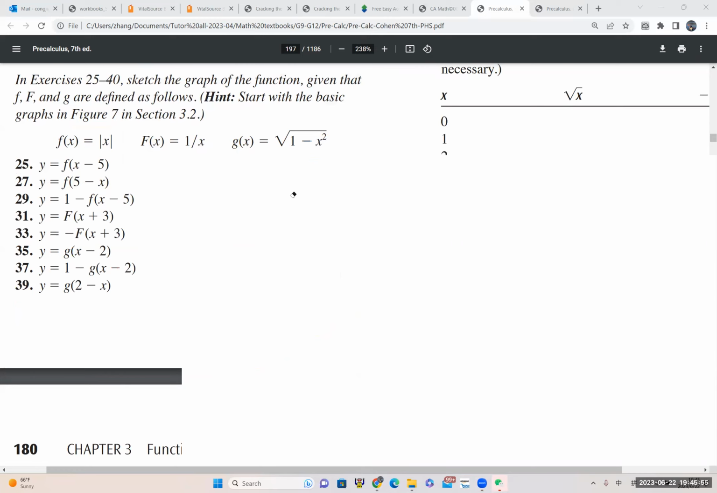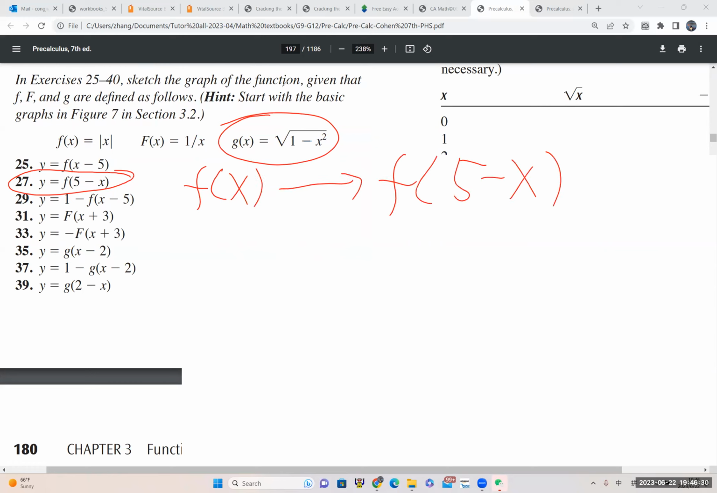Yeah, so let's think about this function, for problem 27. Before we do it, let's generally think about it. It's not dependent on any exact function. We just take f of x as a general function, right? That being said, by what kind of transformation can we transform from f of x to f of 5 minus x?